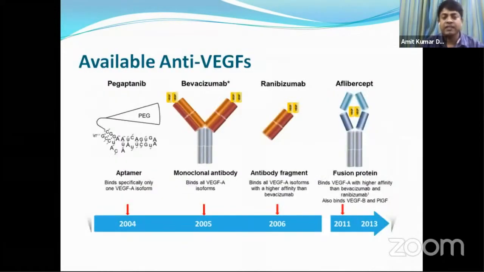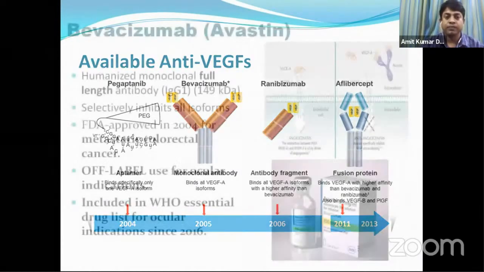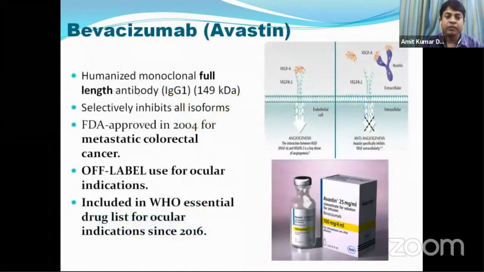Among the available anti-VEGFs, we have pegaptanib, which was initially approved for intravitreal use in 2004, followed by bevacizumab, and then ranibizumab and aflibercept are in use. Bevacizumab is a humanized monoclonal full-length antibody, and it was approved by the FDA for metastatic colorectal cancer. However, for intraocular use, it has been used as an off-label drug for more than a decade now.